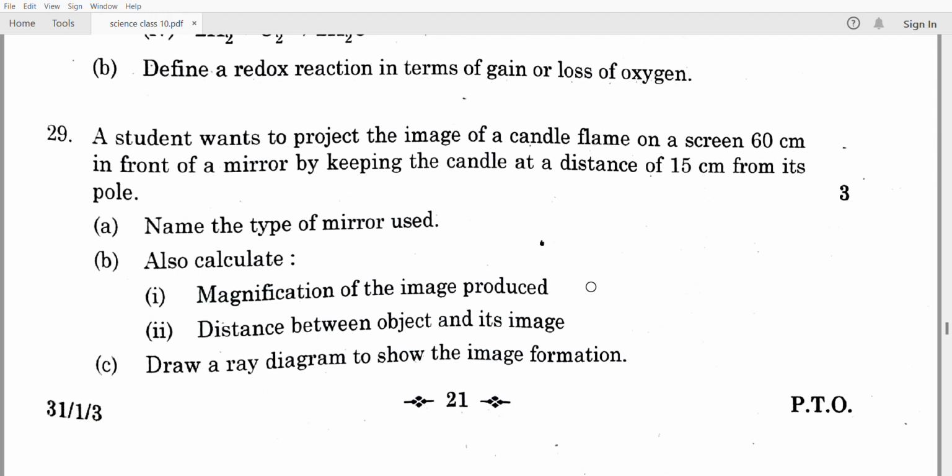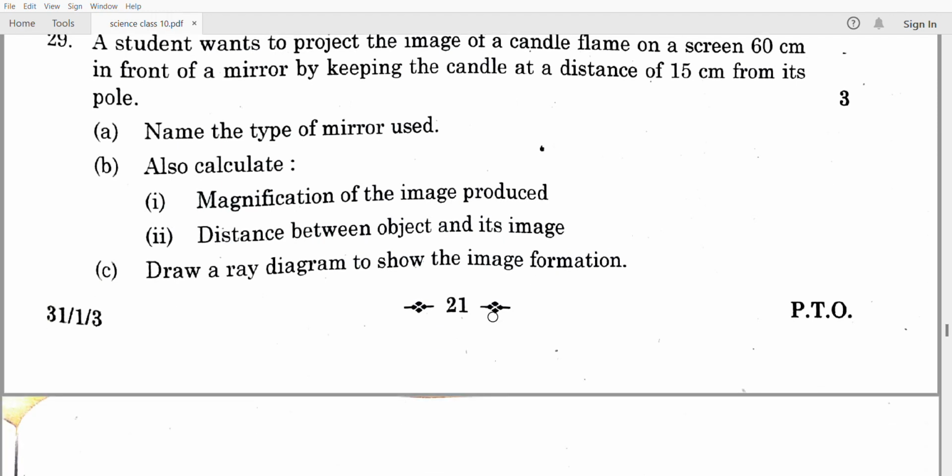Distance between the object and its image. The distance between the mirror and the object was 15 centimeter. The distance between the mirror and the image was 60 centimeter. Since both are on the same side, we have to subtract: 60 minus 15 is 45 centimeter.